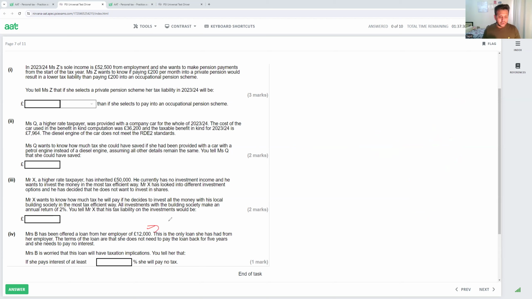Remember that if the loan is for more than 10,000, that will create a taxable benefit, on the whole amount, not only 2,000. The whole 12,000 would create a taxable benefit. Mrs. B is worried that this loan will have a taxation implication. You will tell her that if she pays interest of at least this percent, she will pay no tax. So HMRC have a fixed percentage, that is 2.25%. If she pays that, HMRC have no problem. So remember this one. But if the loan is less than 10,000, it is exempt, so you don't have to pay anything anyway.